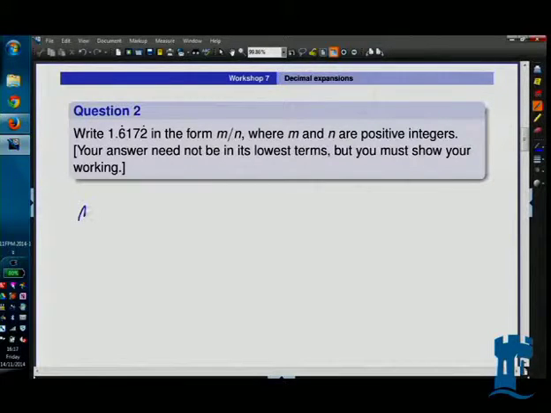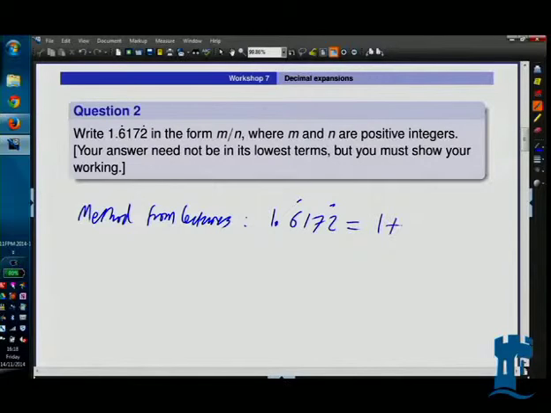Right, so the method from lectures is: 1.6172 recurring is equal to 1 plus 0.6172 recurring, and you work this out and add 1 to it, which is fine.